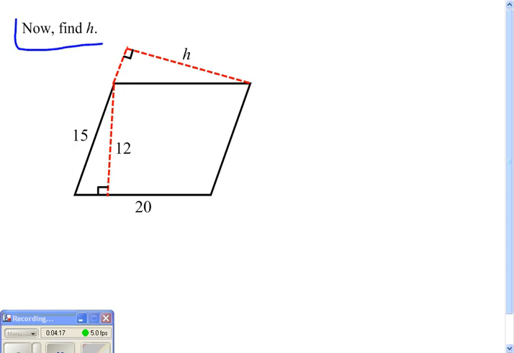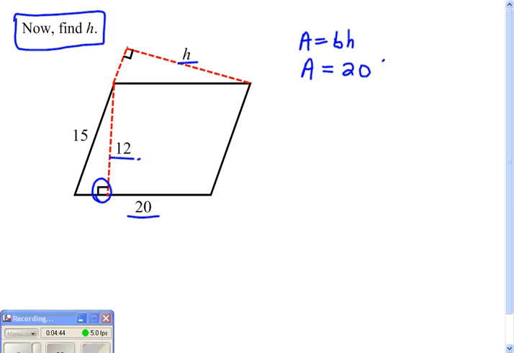And now you might be asked to find something a little bit different. Here, there's an unknown height that I'm trying to find, but I have a lot of other numbers on this picture. So what I can do is use a pair of base height values that I know to find the area of the parallelogram. I see here's a perpendicular with a number for a height and a number for the base. So I'm going to use those two values, 20 and 12, to find the area of this parallelogram, which I see is 240 units squared.